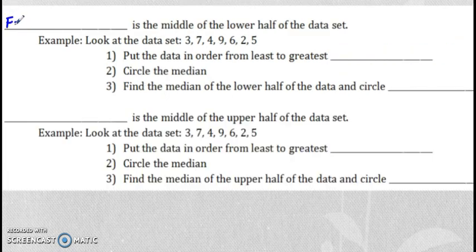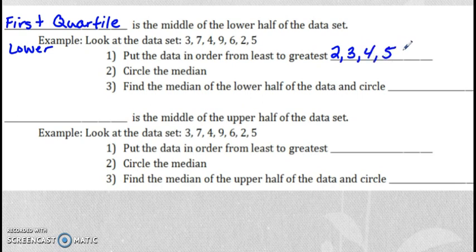The first quartile, sometimes known as the lower quartile. It's the middle half of the lower set of the data. So the first thing that you want to do is put the data in order, and find the median. Remember, the median is the middle number. So the median in this case is 5.